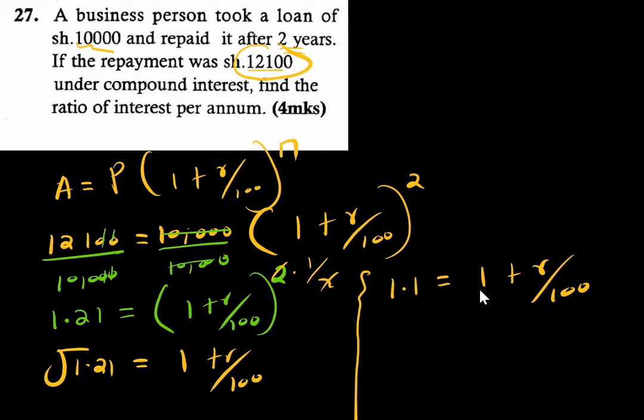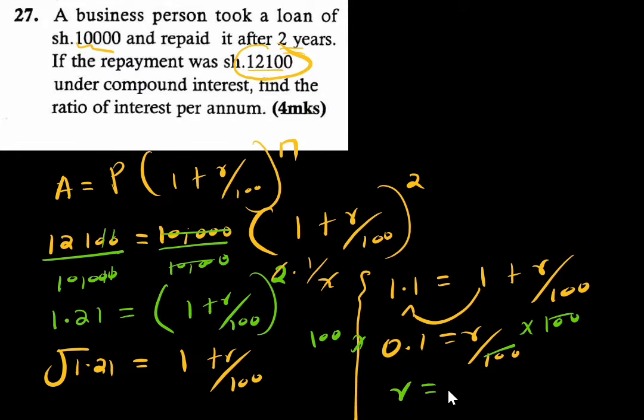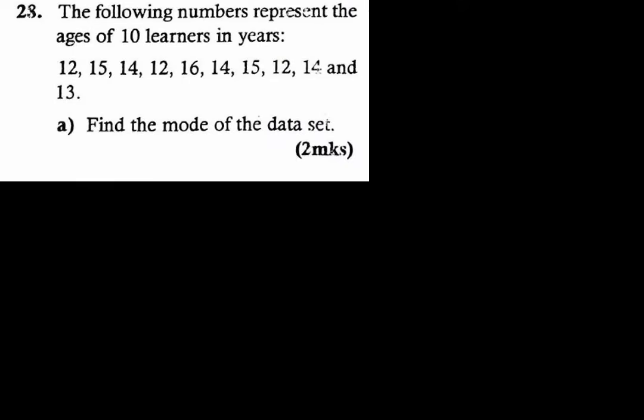Can you collect terms together? So you take 1 to the other side, becomes minus. 1.1 minus 1, you get 0.1 is equals to r over 100. So to get r, you need to multiply times 100 both sides. So here times 100, also times 100. So this and this will cancel. So you can see my rate is 100 times 0.1. We find it is 10% per annum. So that is the rate, 10% per annum. So you score those 4 marks.